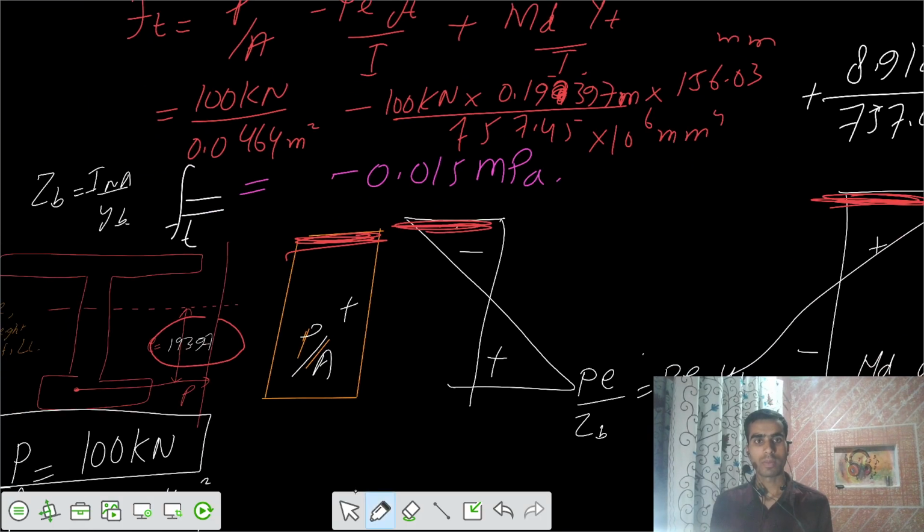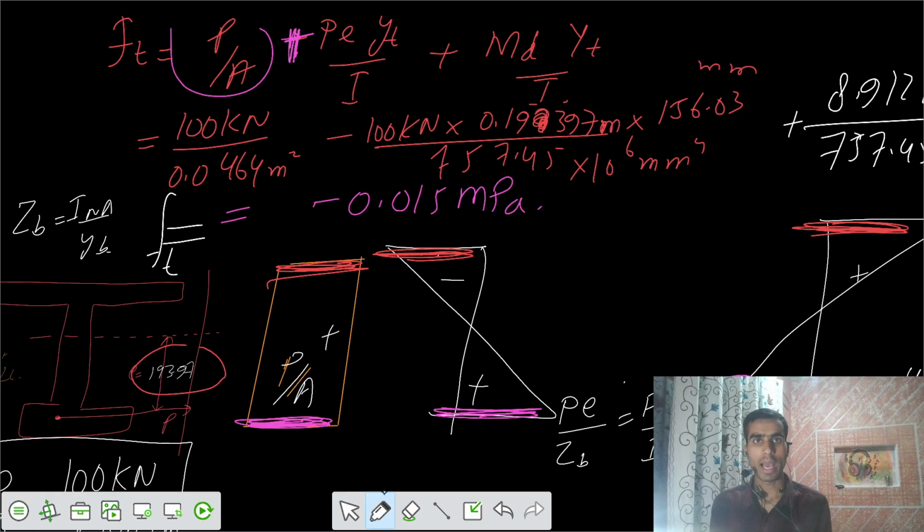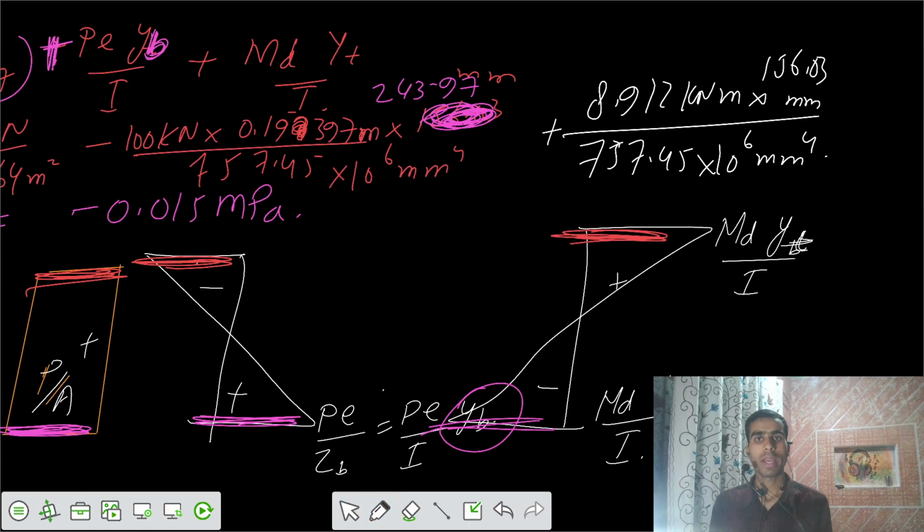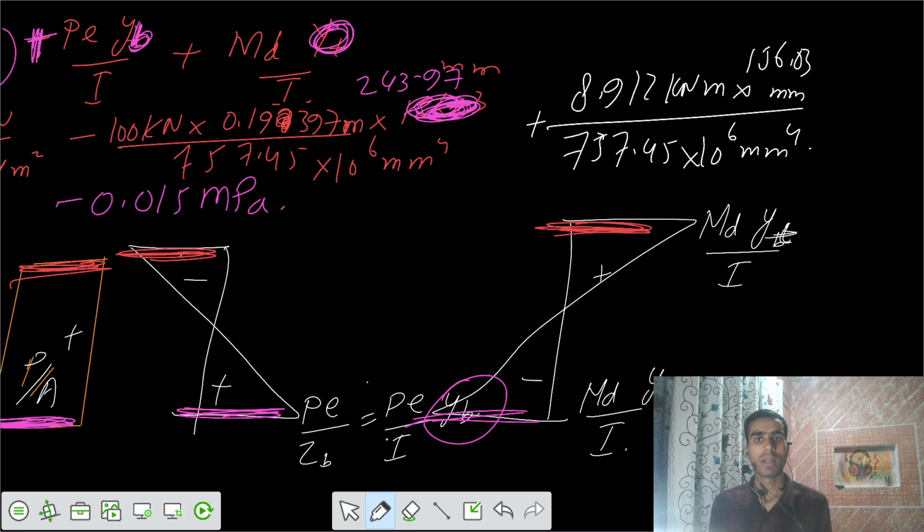And we need to get the stresses at the bottom now. So what is the stress at the bottom? That is P by A, and after that we have plus P E Y top, and here we have Y bottom. So we need to replace that Y top as a function of Y bottom. So what's the value of Y bottom here? Y bottom was given to you as 243.97, and rest of the things are okay. In place of Y top we have to replace Y bottom, so this one we replace as 243.97 millimeters.